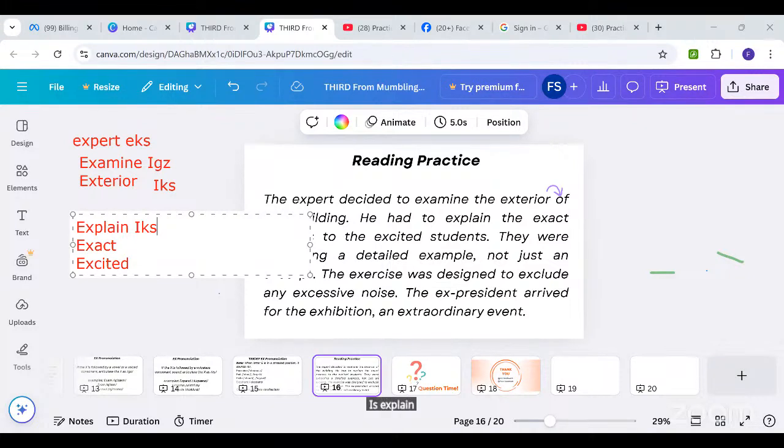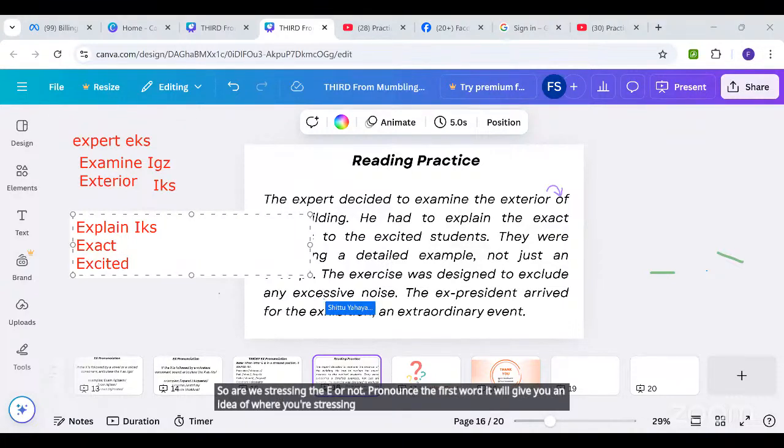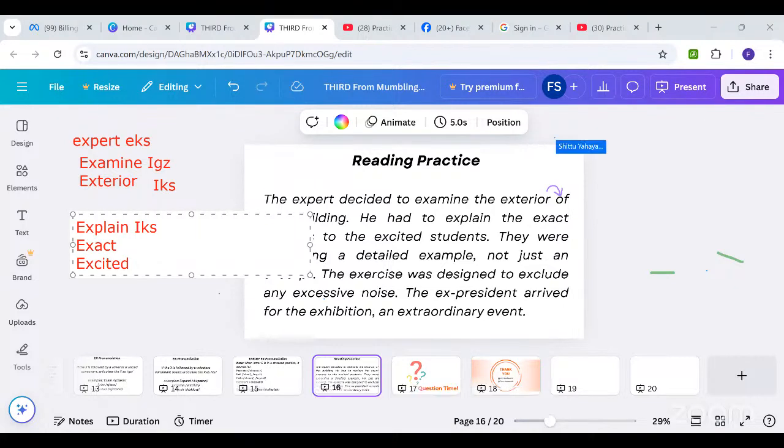Explain. Explain. Thank you. Okay, the second word, you're correct with that. Let's take the second word. So are we stressing the E or we're not? Pronounce the first word. It will give you an idea of where you're stressing. Which part did you say louder, longer, and clearer? Exact.